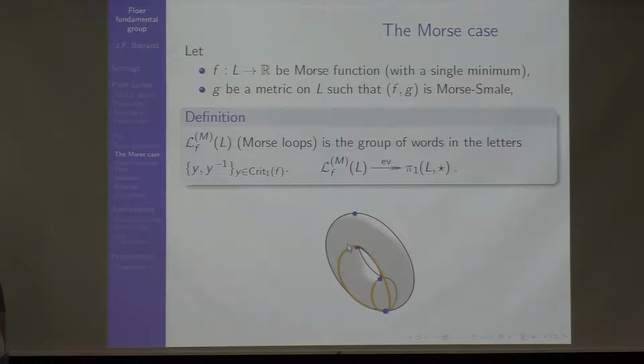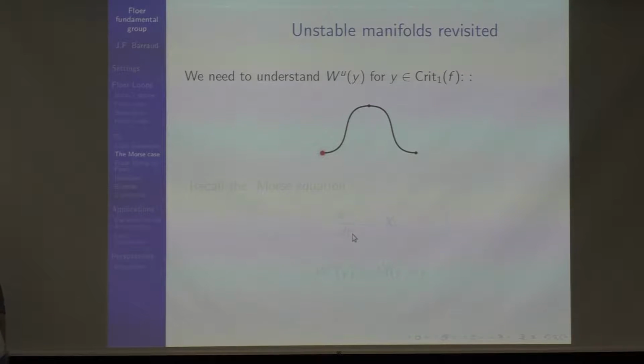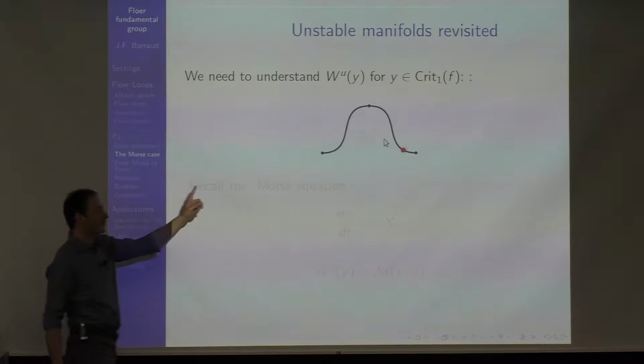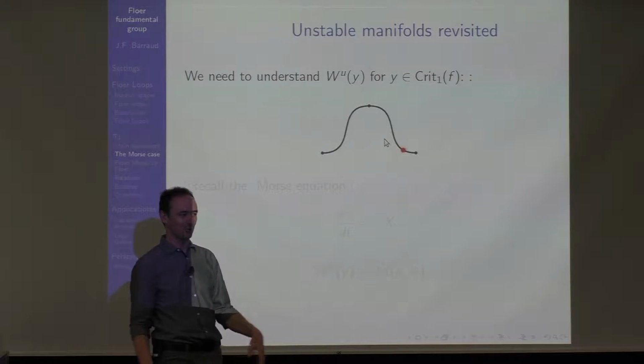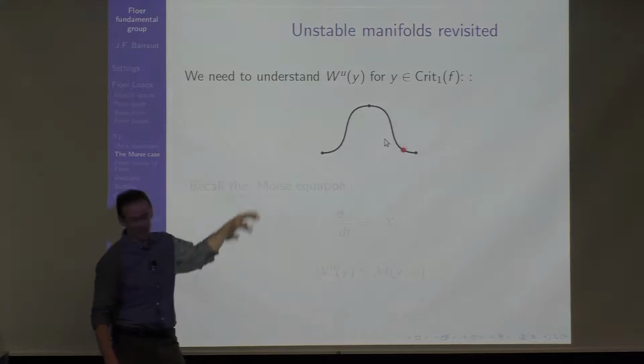So we want to understand this move here. The upper point is an index 1 critical point, and the lower points are index 0 critical points, and we want to understand what it means to travel along this. And I have to say that this is something I learned from Octave Cornea, and even if you don't care about Floer theory, it's a very nice point of view on the unstable manifold.